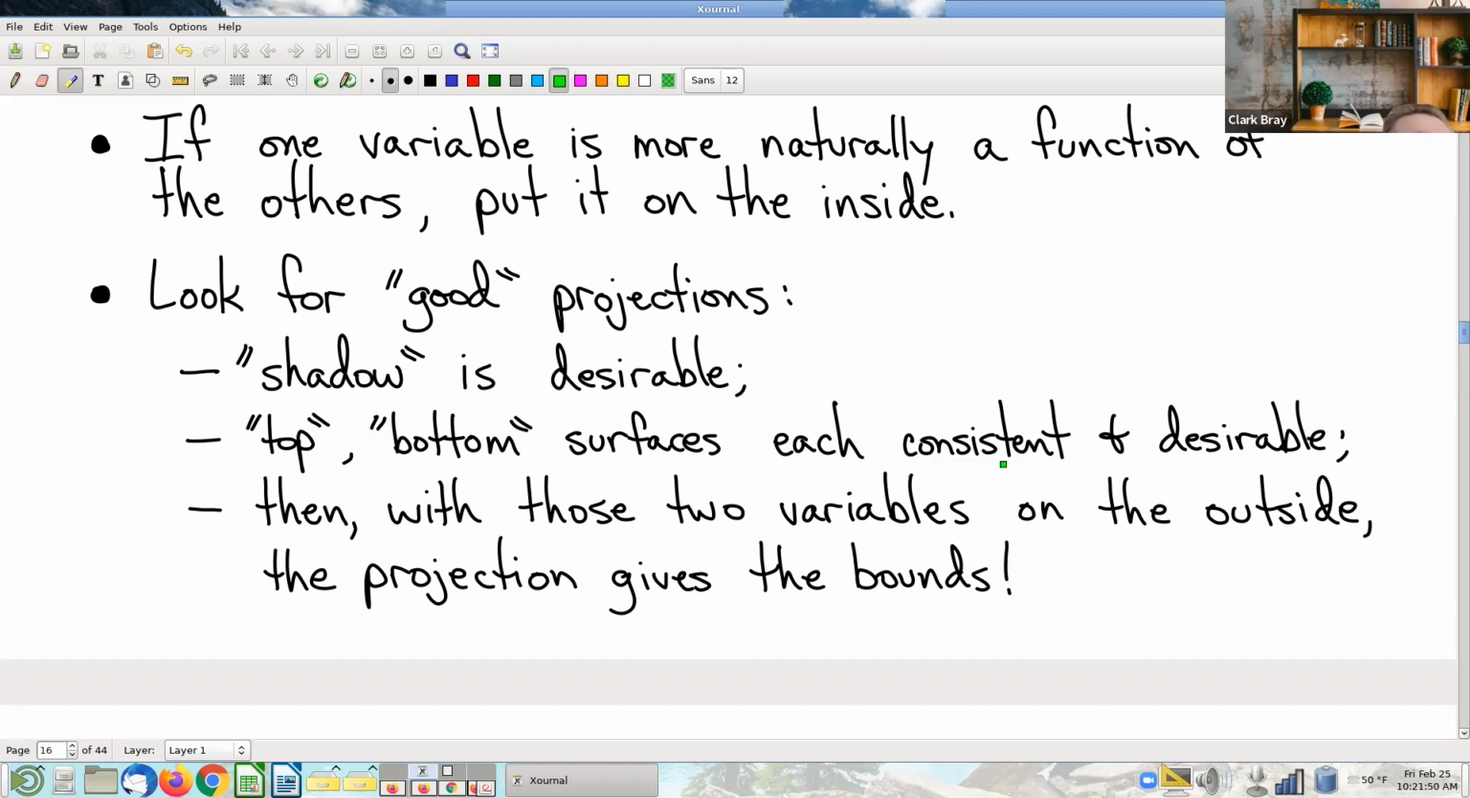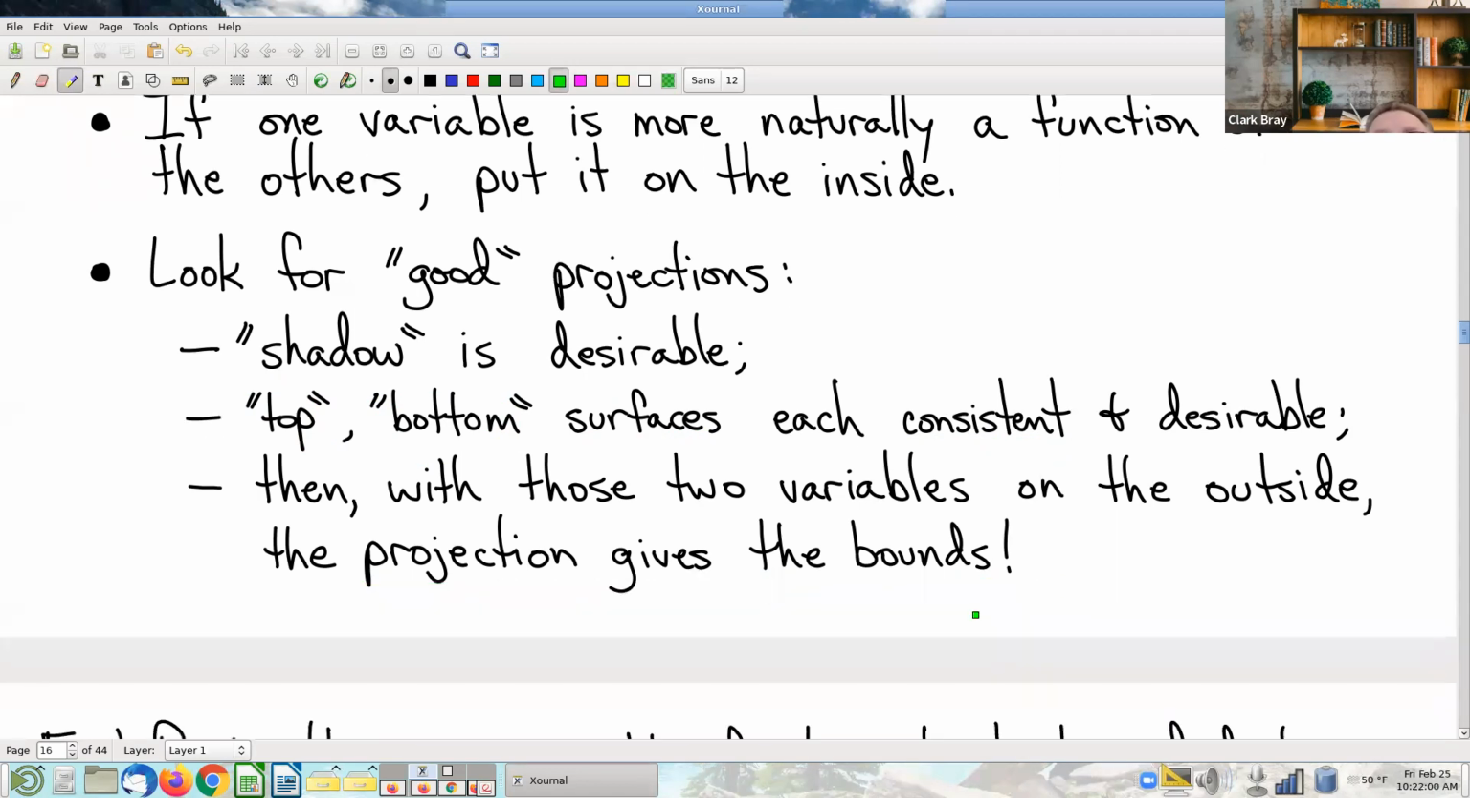And with those being the case, looking at the projection will actually give you the same bounds as if you hadn't looked at the projection. So let's see an example so this all makes sense.